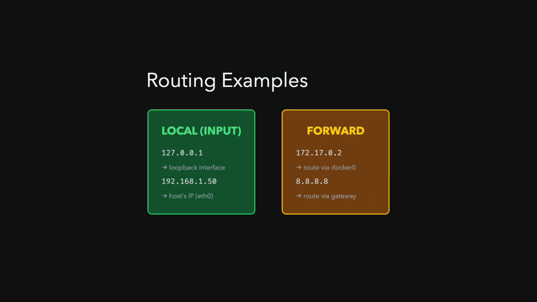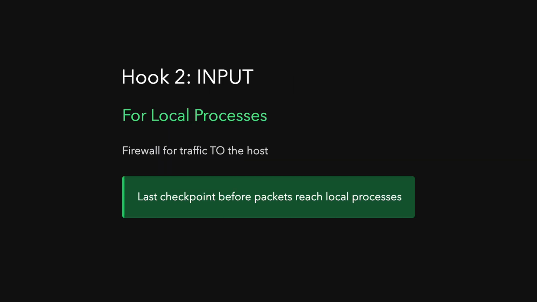This routing decision is the fork in the road. It determines whether packets hit input or forward. If the destination IP matches a local interface, the packet goes to the input hook. This is the last checkpoint before packets reach local processes. After the routing decision determined that this packet is for me, the input chain decides whether to actually allow it through.